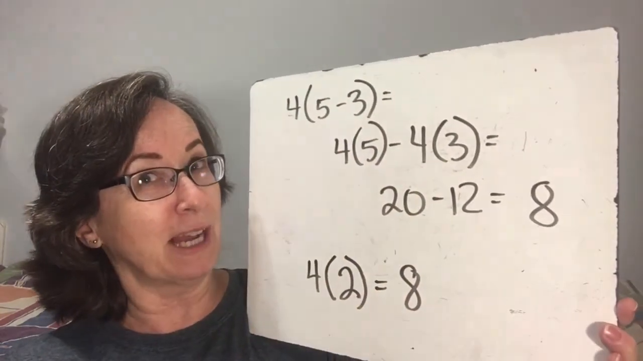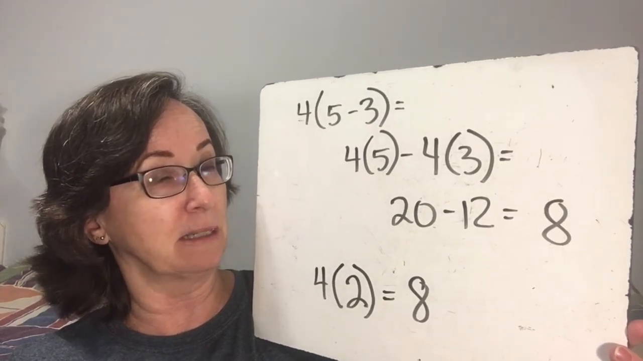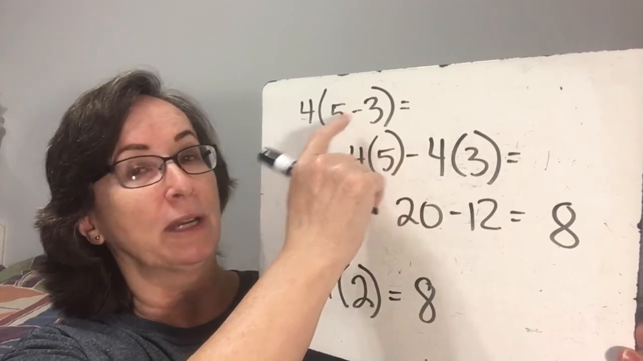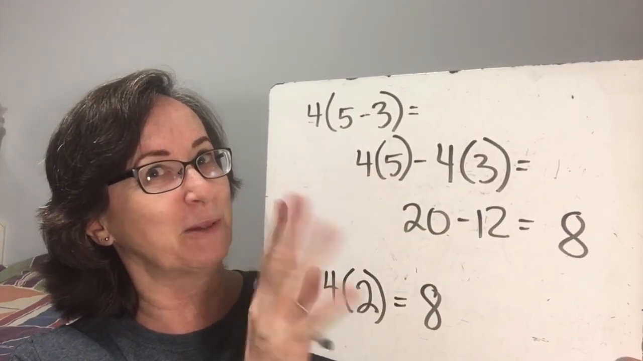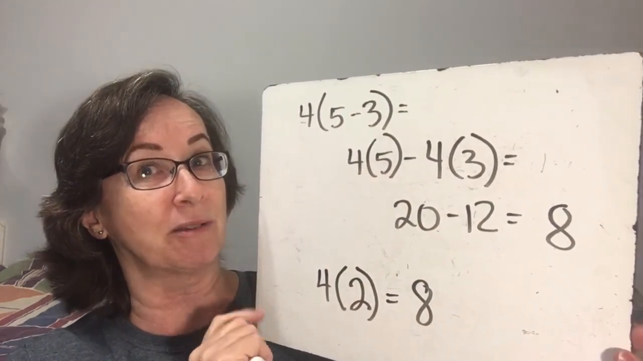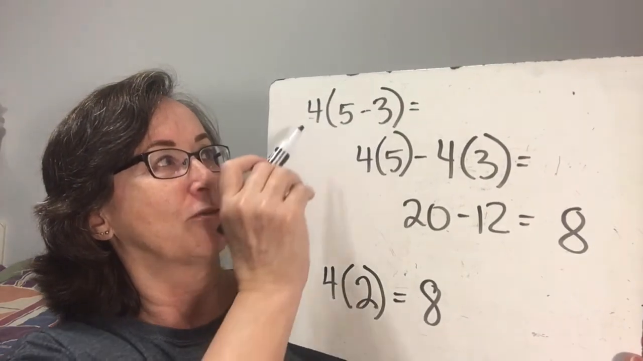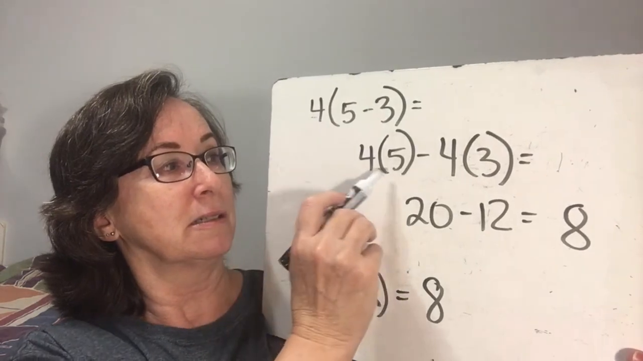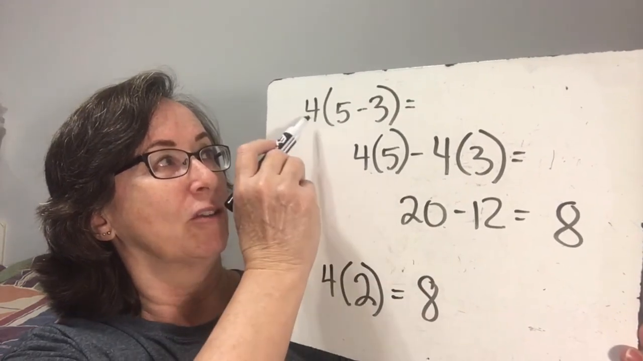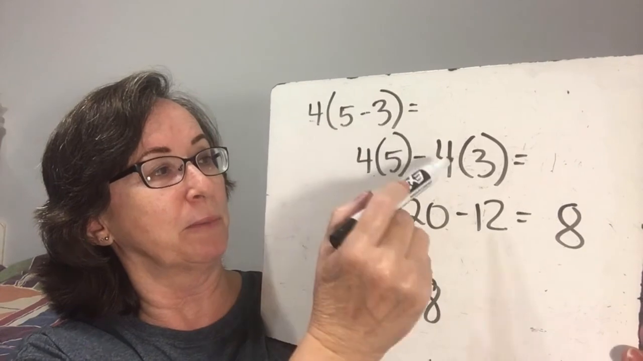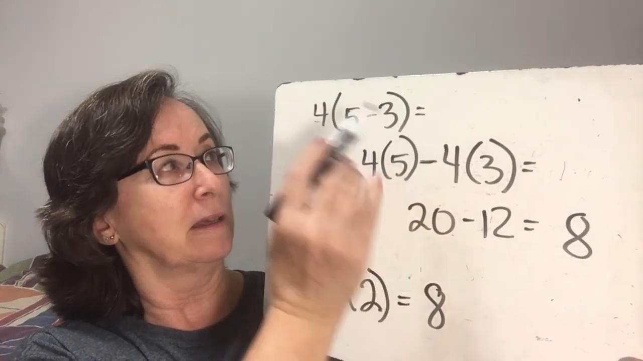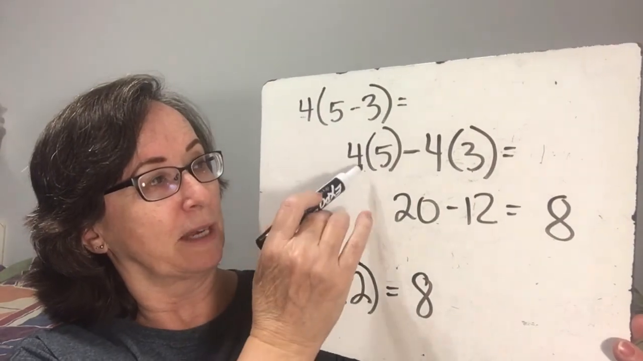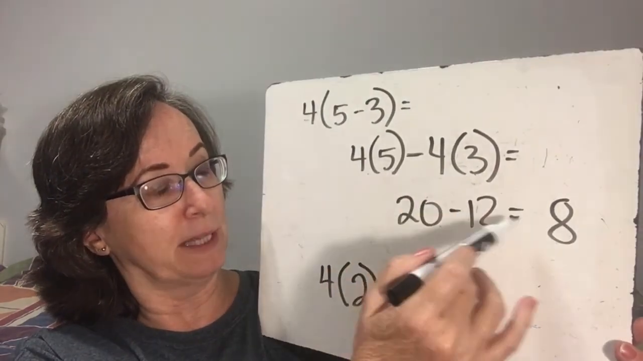Now remember, subtraction is just addition of the opposite. So as long as we're not using the commutative property, not moving these back and forth, we're using the distributive property. So 4 times 5 is 20. And then 4 times, we can put the minus in the middle, 4 times 3 is 12. And so we're going to 20 minus 12 is 8.